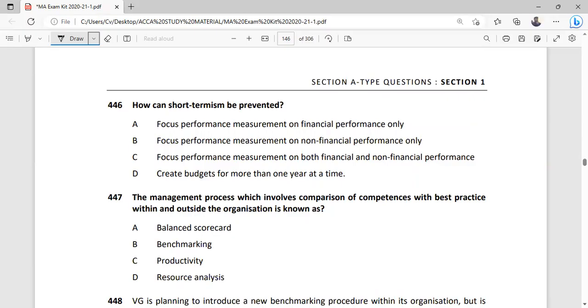How can short-termism be prevented? Focus measures on financial performance only is saying prevented. So this one is incorrect. Focus performance measures on non-financial only. It is also not correct. Focus on both financial and non-financial. The management process which involves comparison of competencies with the best practice within and outside the organization is called what? It is called benchmarking.